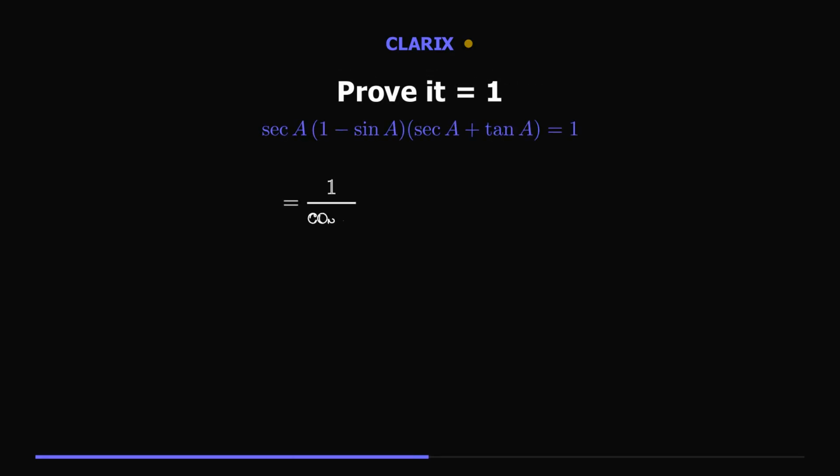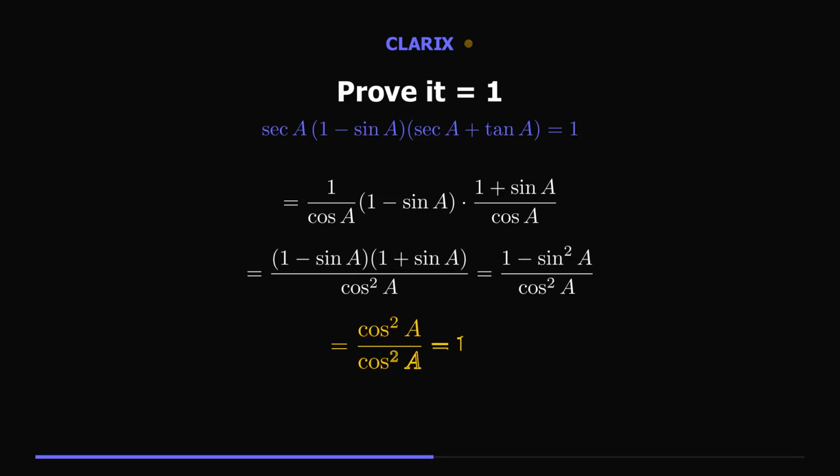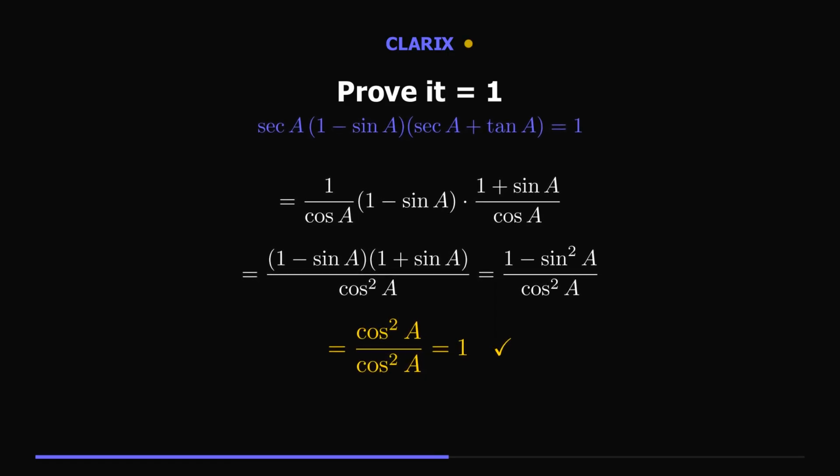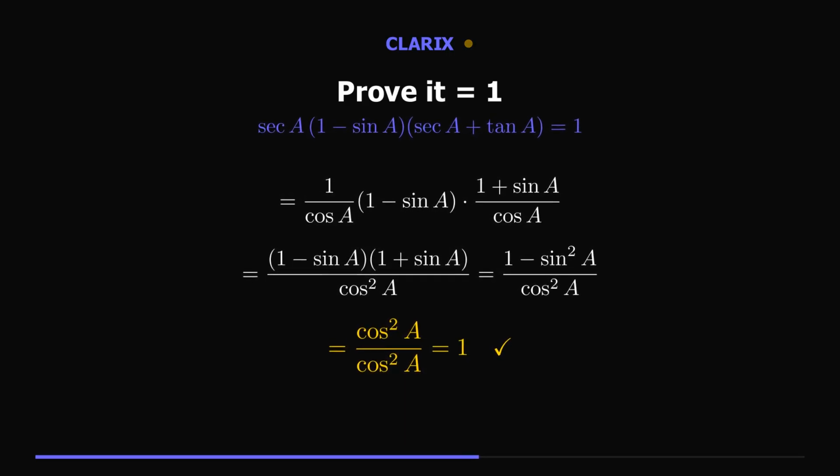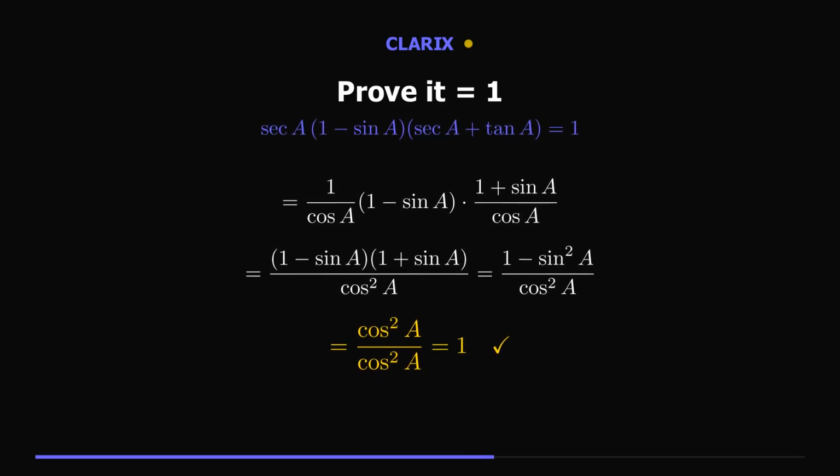Now a proof. Show that secant A times 1 minus sine A times secant A plus tangent A equals 1. Convert to sine and cosine. Secant is 1 over cosine, and secant plus tangent is 1 over cosine plus sine over cosine, which is 1 plus sine A, all over cosine A. Multiply it out. You get 1 over cosine A times 1 minus sine A times 1 plus sine A over cosine A. The middle two brackets are 1 minus sine A times 1 plus sine A. That's 1 minus sin²A. So we have 1 minus sin²A over cos²A. But 1 minus sin²A is cos²A, so it's cos² over cos², which is 1.